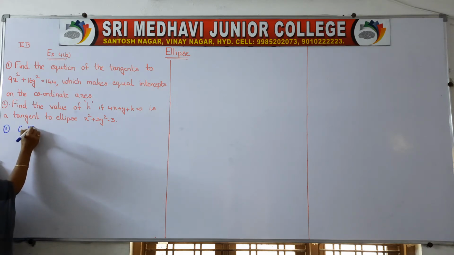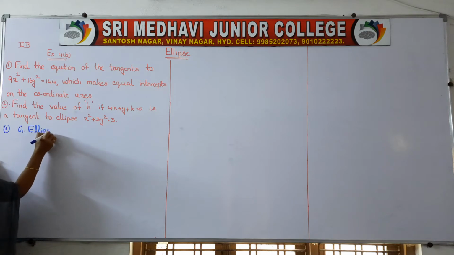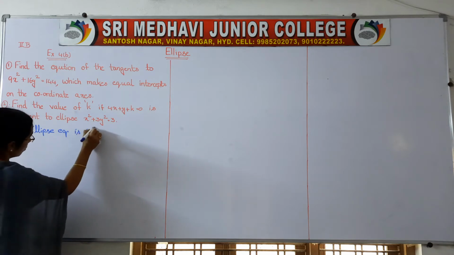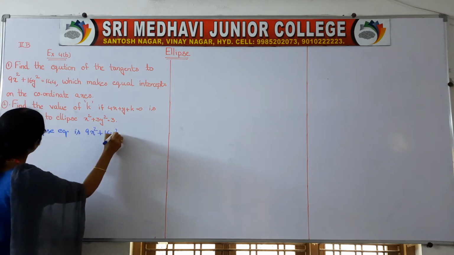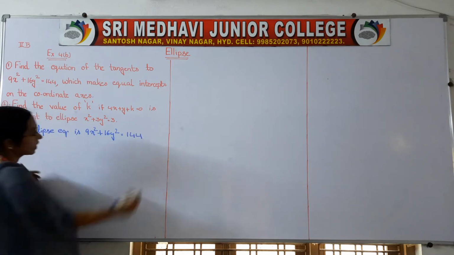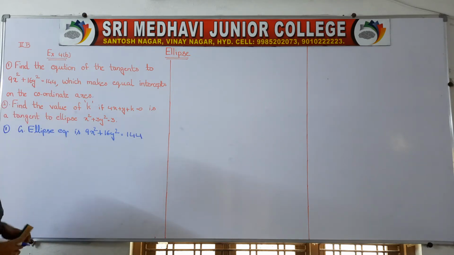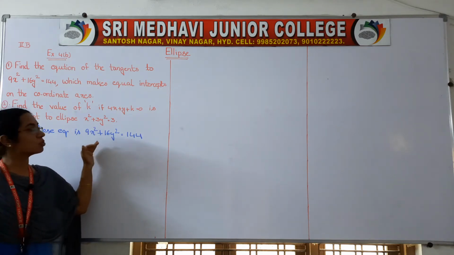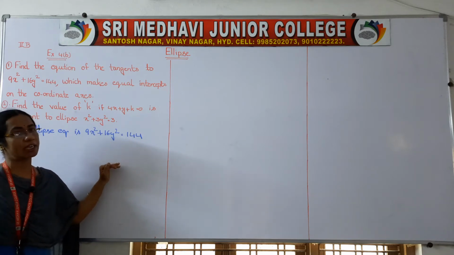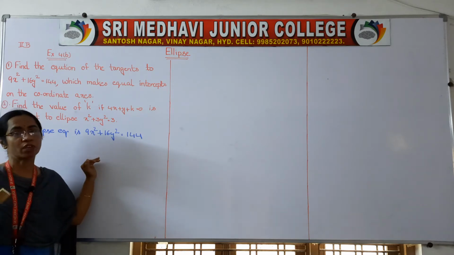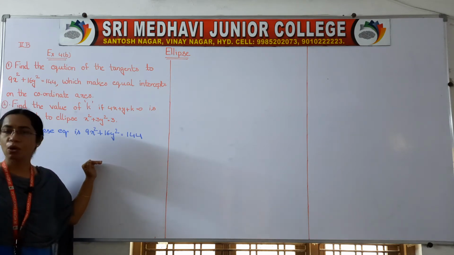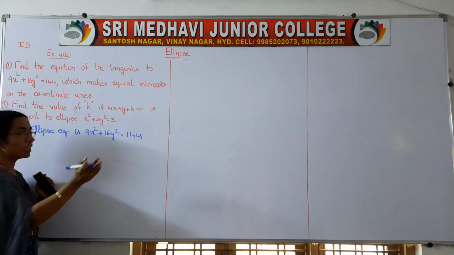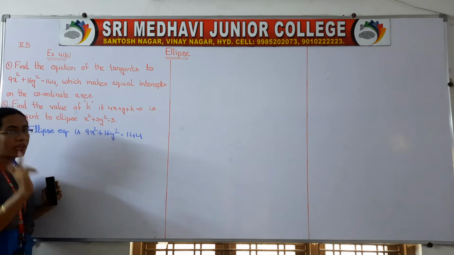The given ellipse equation is 9x square plus 16y square is equal to 144. So this is the ellipse equation. Reduce this into your standard ellipse equation form. If we want to reduce this into standard ellipse form, it should be in the form of x square by a square plus y square by b square is equal to 1. So dividing this equation by 144 on both sides, on the right side we have to get the value as 1.